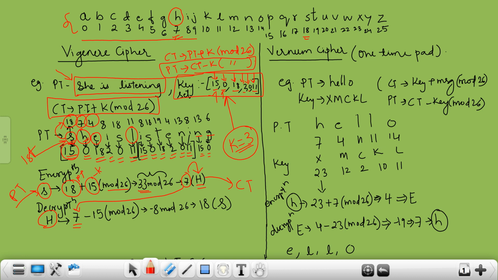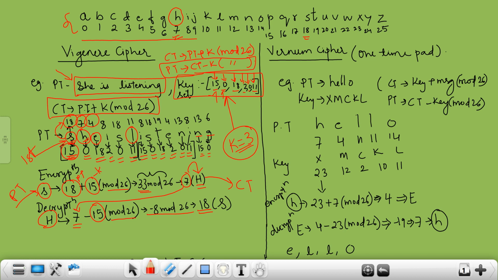What is the key associated? Key will remain the same, correct? Key will remain the same over here because it is the same level. The key associated with it is nothing but 15 mod 26. What is 7 minus 15 mod 26? Minus 8 mod 26. The simplest way of calculating minus 8 mod 26 is to just add 26 to minus 8. The answer you are getting is 18. So minus 8 mod 26 is nothing but 18.